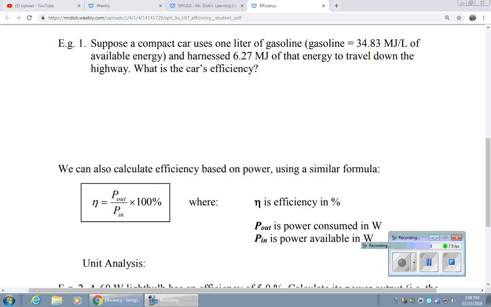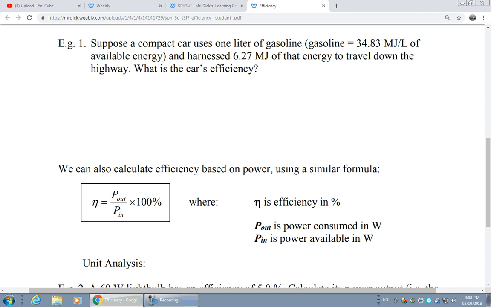But now this formula gives us the opportunity to figure out the efficiency of some common everyday things that convert energy. So for example, a compact car takes in gasoline energy. Each liter of gasoline is able to give us about 34.83 megajoules. Megajoules just means a million joules. So this fancy unit MJ just stands for a million joules. So that's just under 35 million joules for each liter of gasoline. That's how much available energy there is when gasoline is pumped into a car.